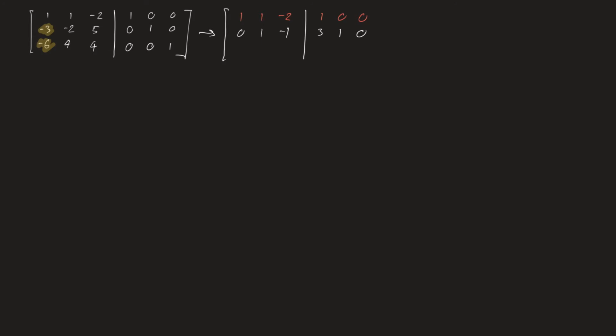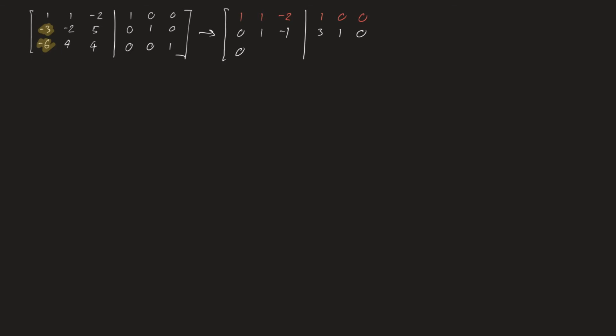Let's continue on to row 3. So if you notice and remember, I highlighted -6. So that means we have to add 6 to get a 0. So let's multiply the whole first row by 6. So 1 and 6 is 6. 6 minus 6 is 0.